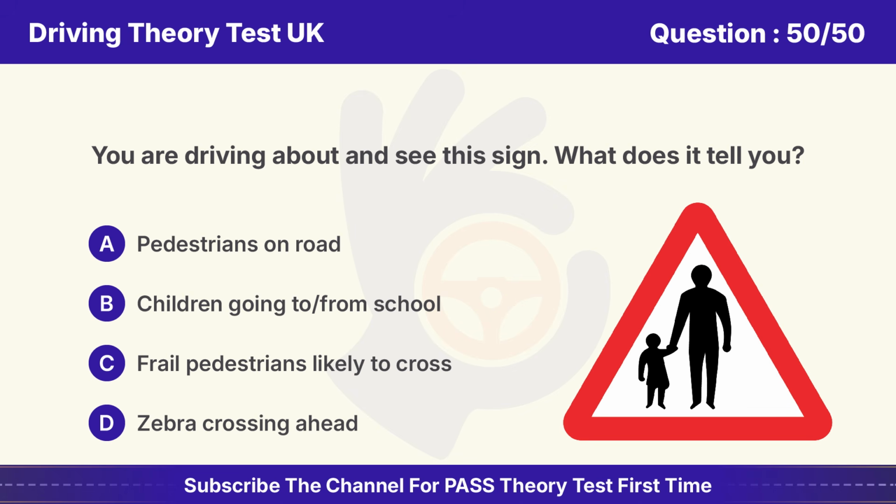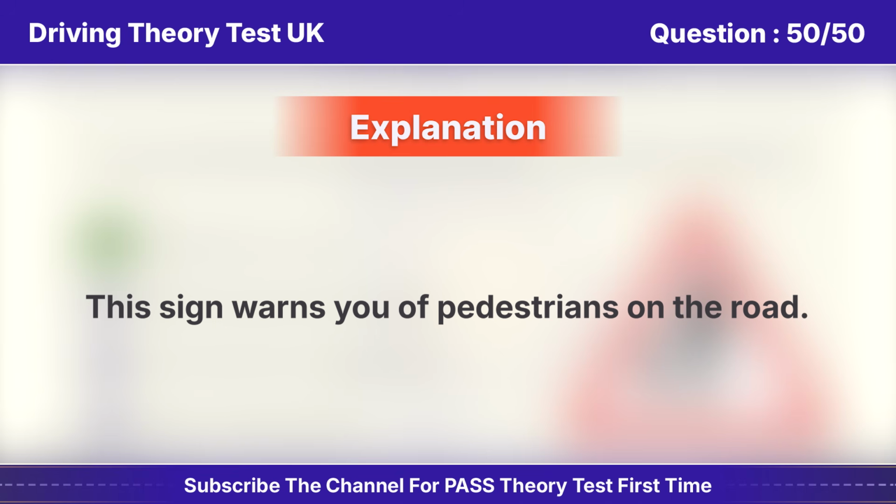Question 50. You are driving and see this sign. What does it tell you? Answer is A. Pedestrians on road. This sign warns you of pedestrians on the road.